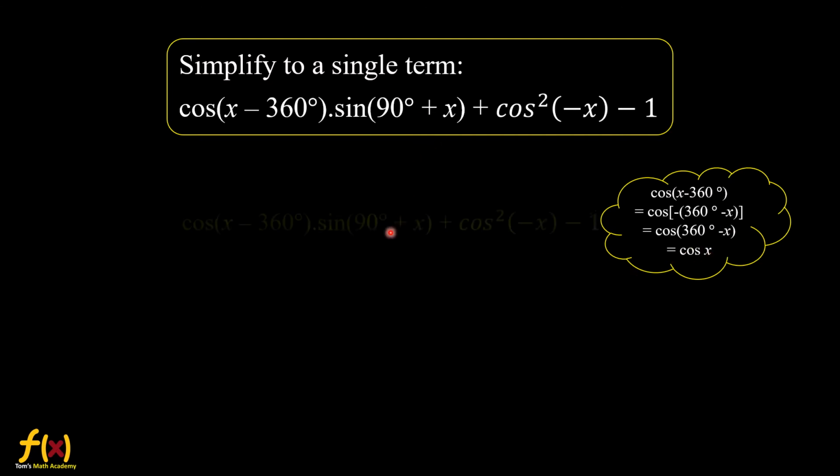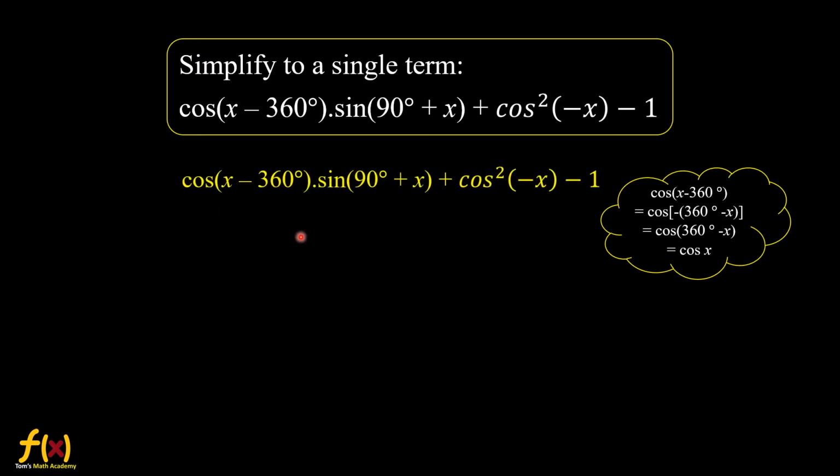Okay. We continue. So we substitute that information in the place of cos of x minus 360. We have cos x. Then sine of 90 plus x. 90 plus. Where is it? In the second quadrant. Sine is positive. But the 90 degree makes sine into cos. So we get cos x plus. What about cos square of minus x? What is cos of minus x? It is cos x. Then we square it. We get cos square x. Okay.